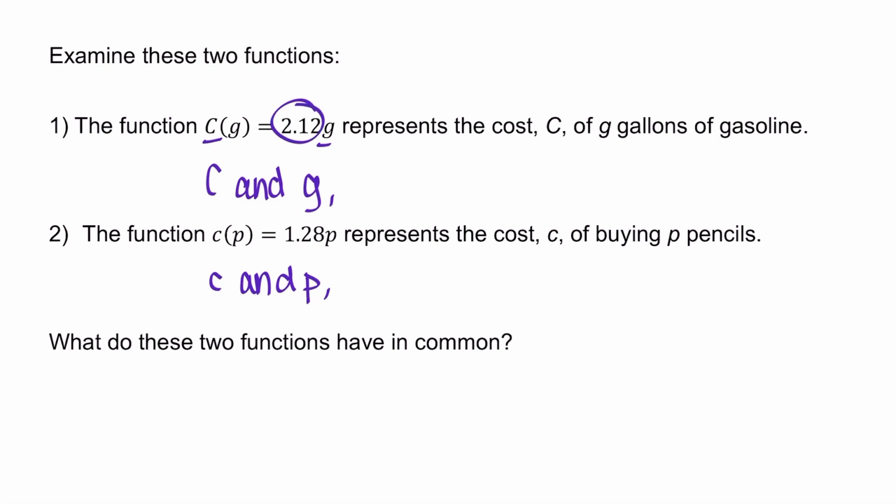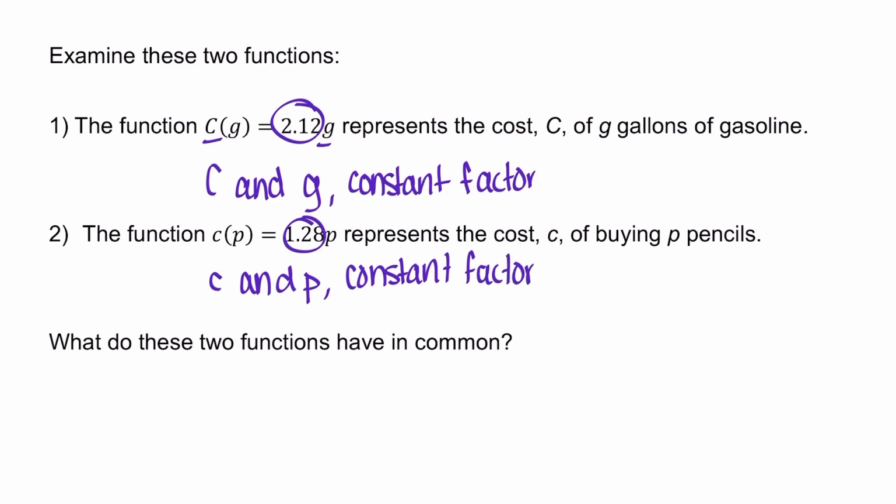Those two variables are being related by a constant. So we have a constant factor on one of those variables, okay? Because that constant is being multiplied. That's why I'm calling it a constant factor. So an equation where we have something like this going on is an example of direct variation, right? Because we said that we'd have two variables, y and x, and then we'd have this constant of variation that relates the two variables. So these two functions are examples of direct variation.